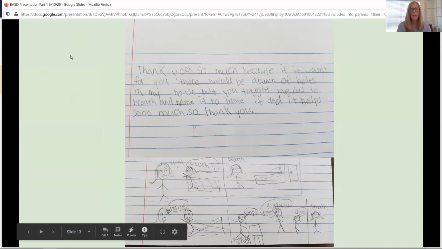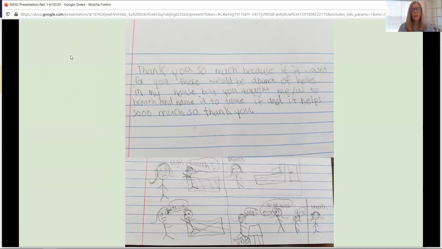Just real quick, this is a letter that I got. We get a lot of cards and stuff, but this one has always really touched me. I got this a couple years ago from a 5th grader. She was very quiet, didn't participate much. On my last day there, she kind of just snuck this into my hand. It says, "Thank you so much, because if it wasn't for you, there would be a bunch of holes in my house, but you taught me to breathe and name it to tame it, and it helps so much. So thank you."